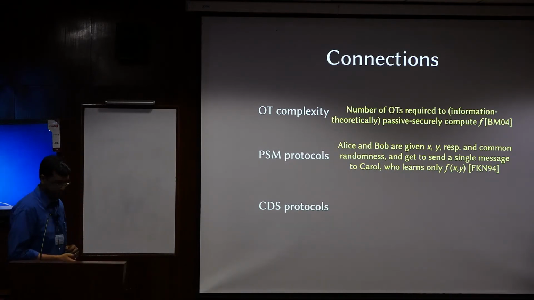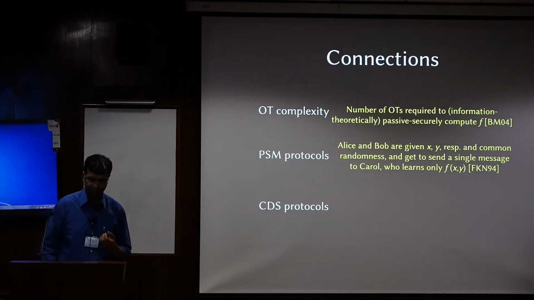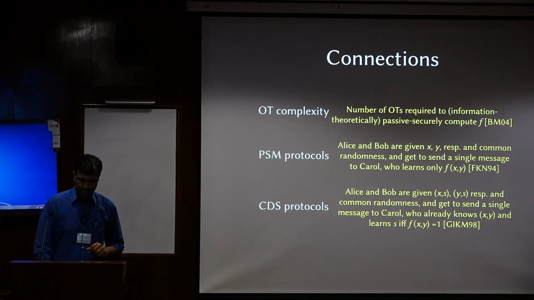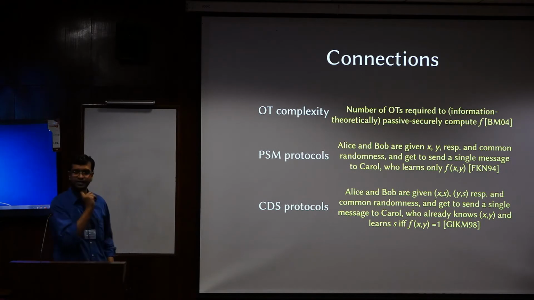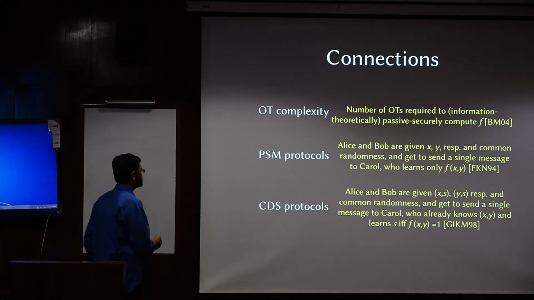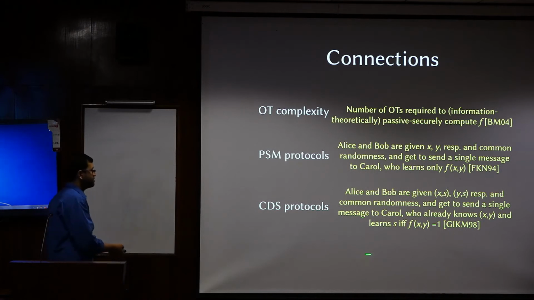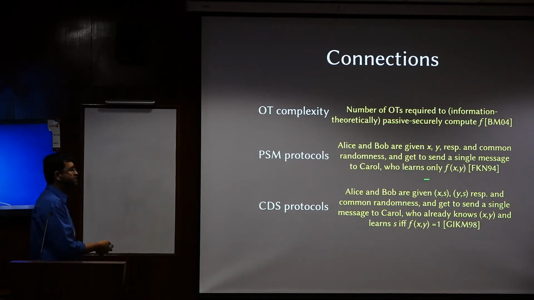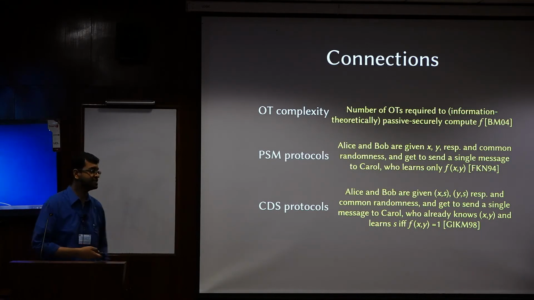And what is the communication that's needed in the single message? How much communication do you need? That's the PSM complexity. CDS by Gertner, Ishai, Kushilevitz, and Malkin, right? They define conditional disclosure of secrets. So Alice and Bob have a secret S, they both know it. It's secret from Carol. And they also have some inputs X and Y, which Alice only knows her input, Bob only knows his input, but Carol is already holding X and Y. She already has X and Y. So only S is secret from her.